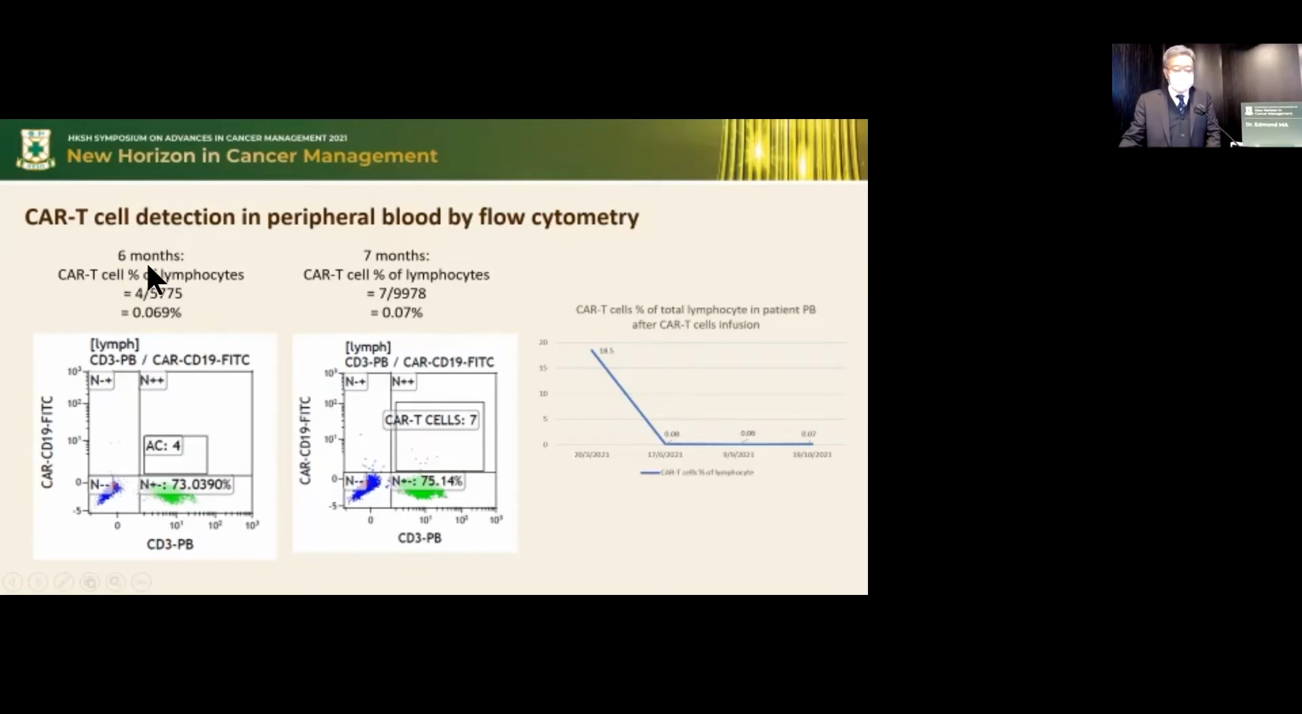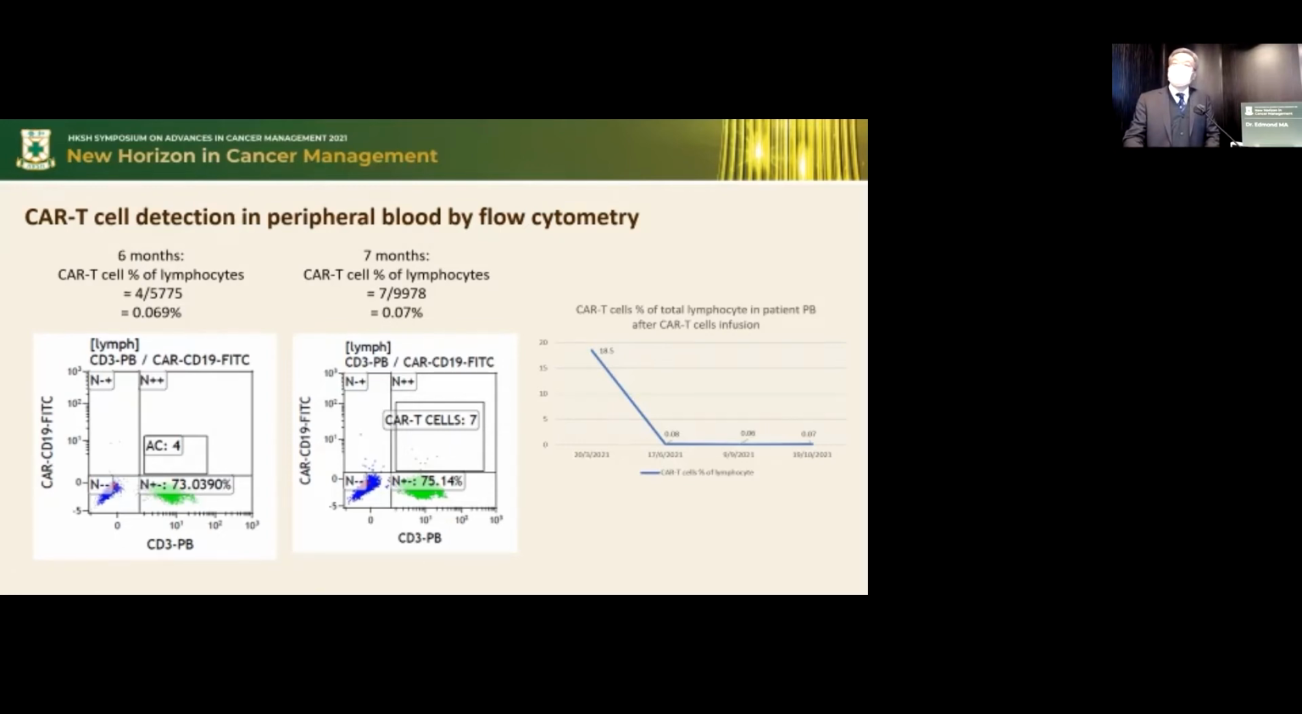So as you can see, at 6 months, there are very few, only 4 events, and at 7 months, 7 events, okay? So I think when we plot the data, it shows that the CAR T cells drop to very low levels after 3 months and then persist at very, very low levels in the peripheral blood at 6 months and 7 months. However, this reagent is not properly validated for the limit of detection.